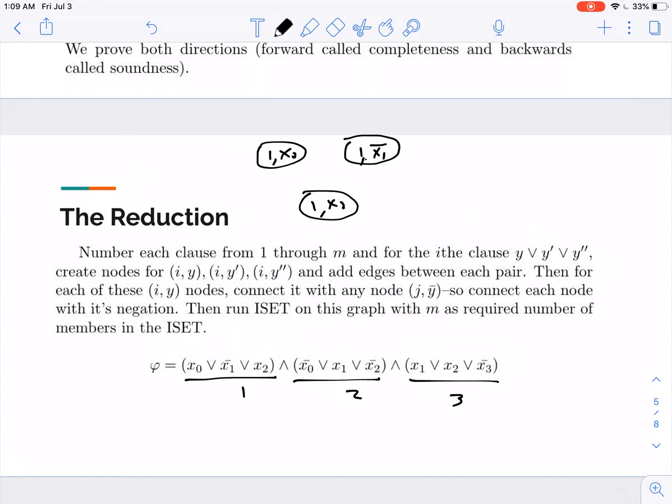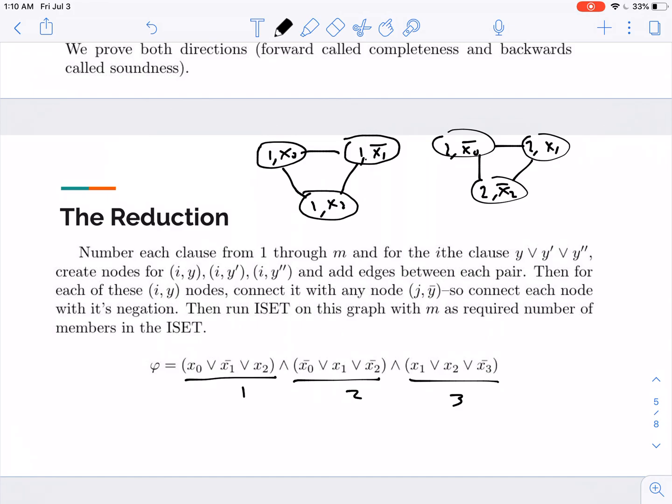And then I'm going to connect each of these into a little triangle. We'll call this the clause 1 triangle. And then I do a similar thing for clause 2: (2, not x0), (2, x1), and (2, not x2). And I'm going to connect these.